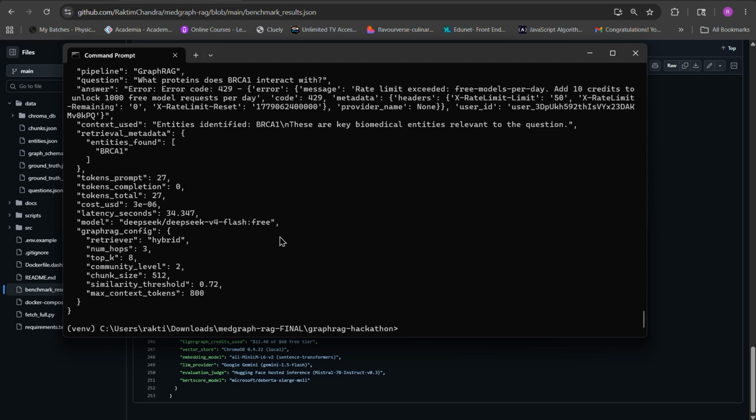Look at that token count. A fraction of what basic RAG used. Across a full benchmark, GraphRAG averages 687 tokens per query, a 67.8% reduction versus basic RAG.